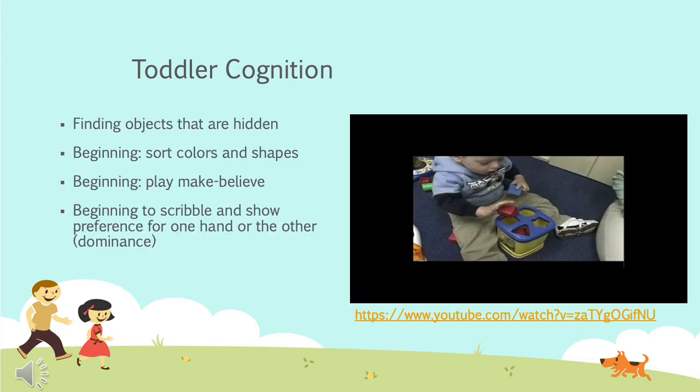The cognition of a toddler. One of the main milestones is that they can start to find objects that are hidden. Before they had this, if you were to hide a block underneath a blanket, in their mind that block was now gone. But now a toddler will pick up the blanket and grab the block from underneath it.